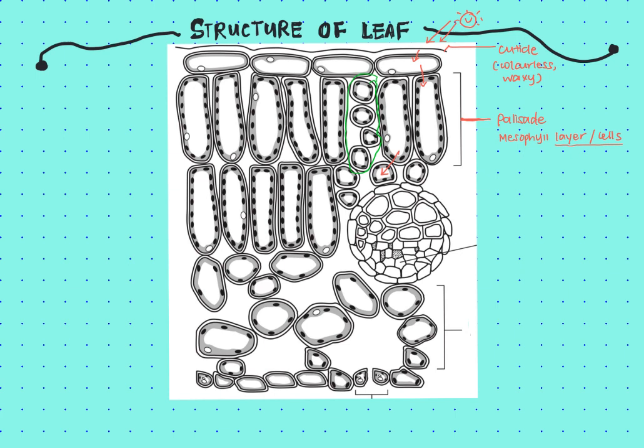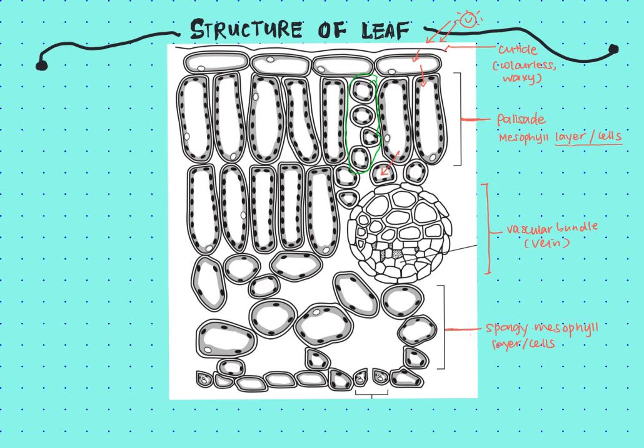Knowing that in mind, as we go on to the subsequent layer, you will see of course our spongy mesophyll layer, or I call it the cells. There is also a very important structure here that we must not forget, which is this thing here. This is our vascular bundle. Many times, people call it the vein of the leaf.